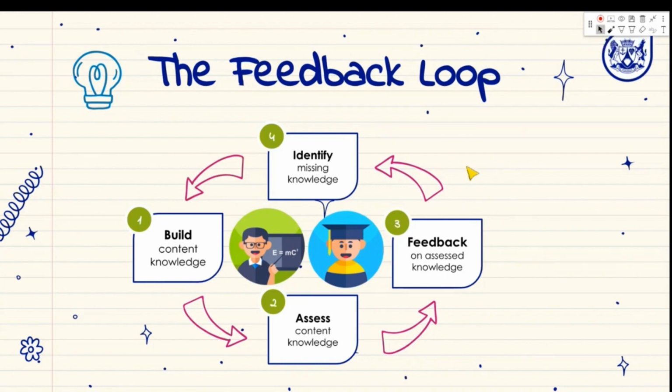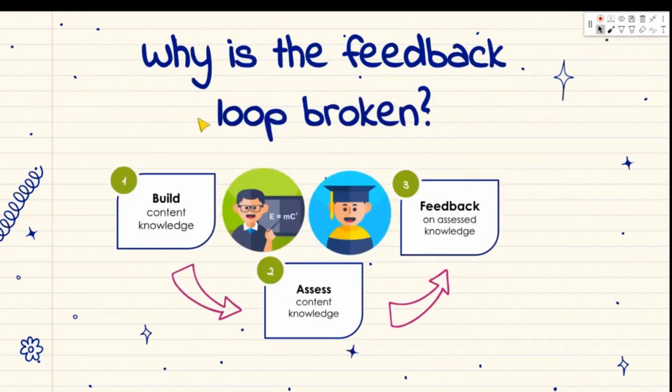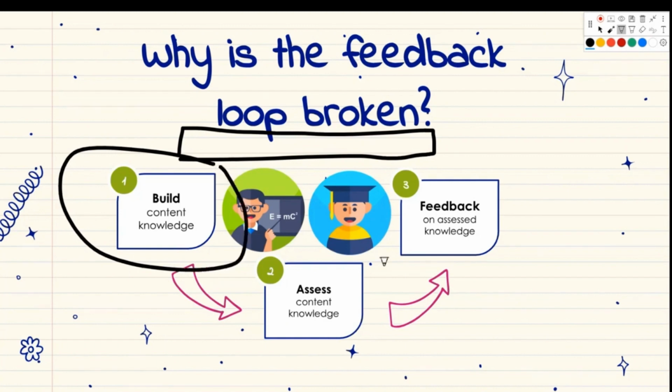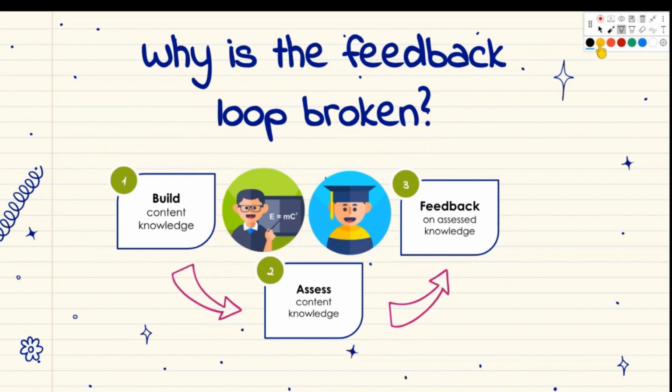Now, the problem is that very often we actually have a feedback loop that is broken, and it's missing this top part. So there's nothing happening here. We build content knowledge, then we assess whether or not the content knowledge has been learned, and then we give them feedback. But there's a big problem with the feedback we give them, and it simply comes down to time. When do we give them feedback? How long does it take for them to get feedback? How long does it take us to be able to give them feedback?